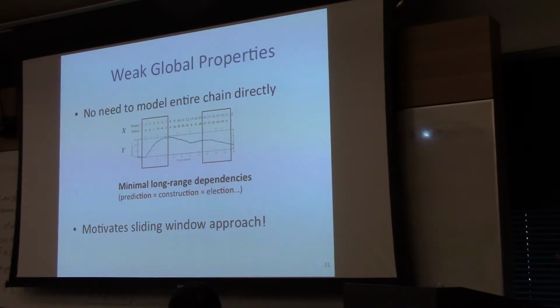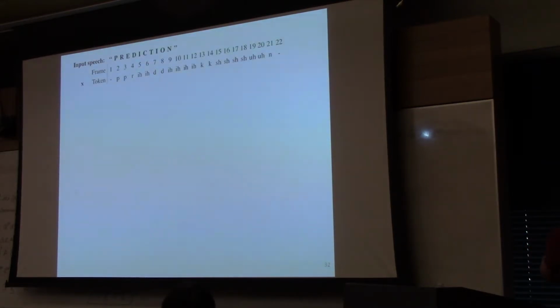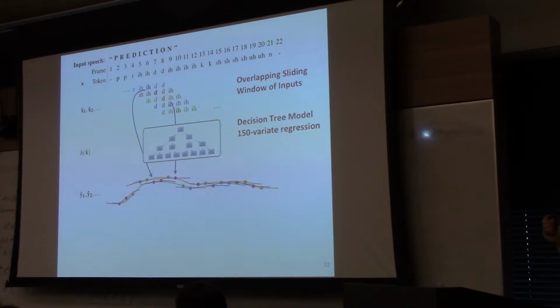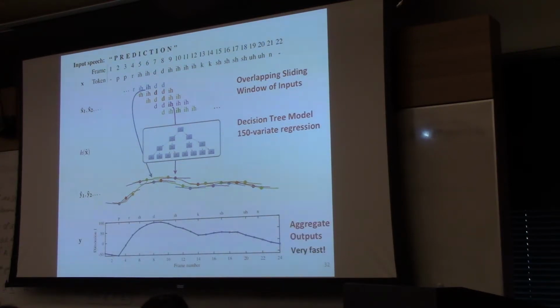So we're going to use a sliding window approach again. The idea: you take the input sequence, which is an entire sequence, and you break it up into subsequences. So this is a one-dimensional sliding window as opposed to a two-dimensional sliding window. We run it through our decision tree, which predicts output subsequences, here of length 5 just for visualization, and then we average them together to get this prediction.